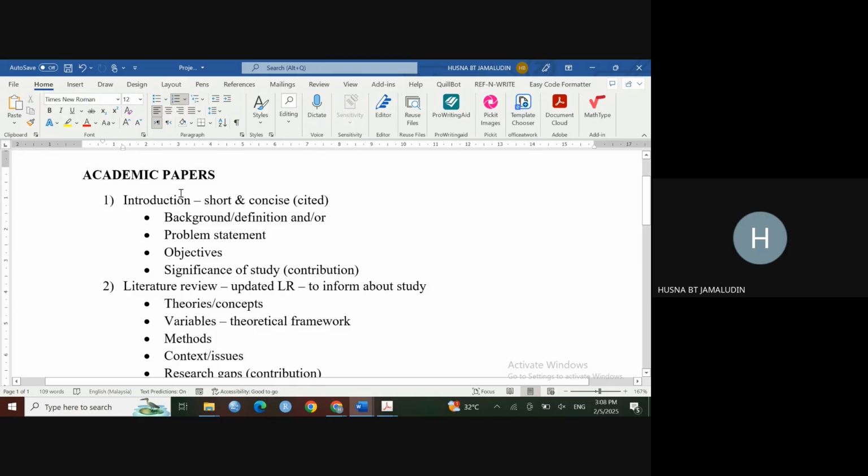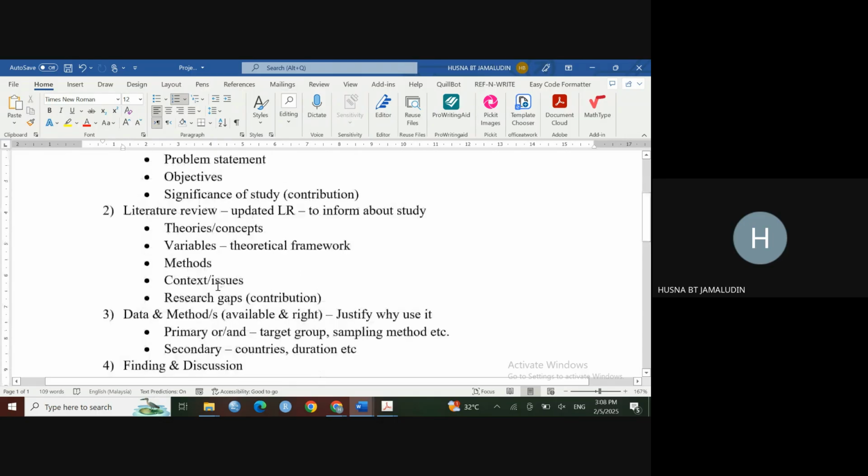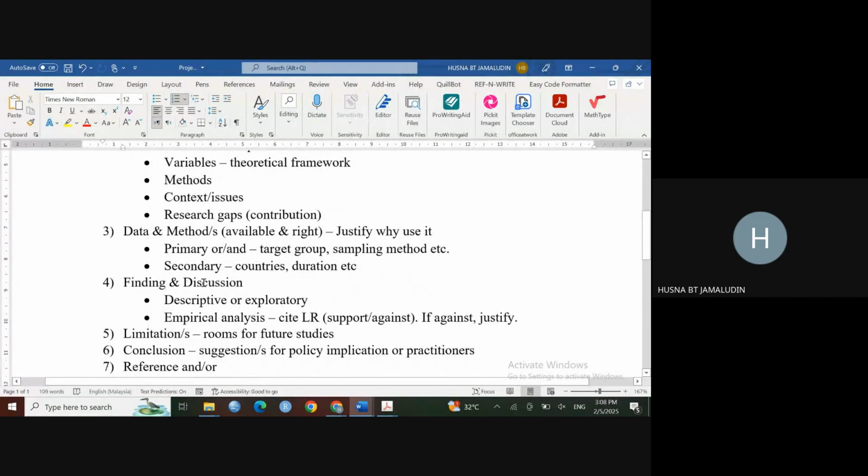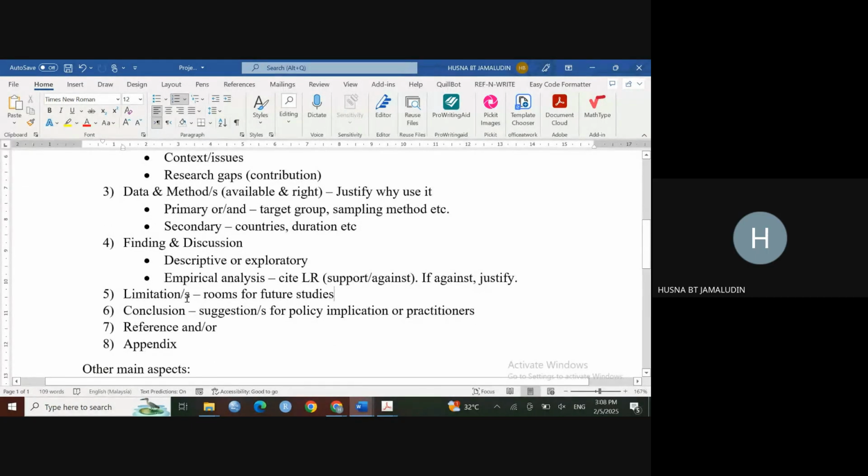Under the paper, these are the normal structure. You have the introduction section, you have literature review, you have data and methods part, you also have findings and discussion. Sometimes people put just findings or results or discussion. Both are okay. And then you also have limitation and conclusion. And the rest are optional. Of course, you need to have a reference, right? And appendix could be optional.